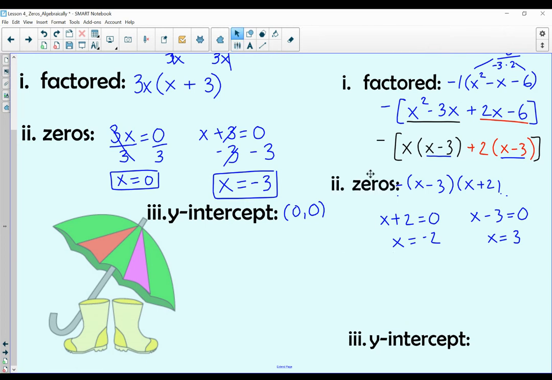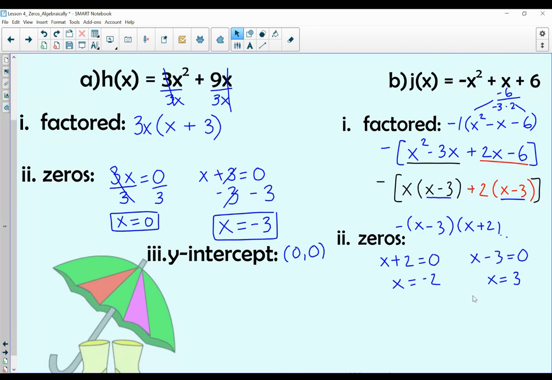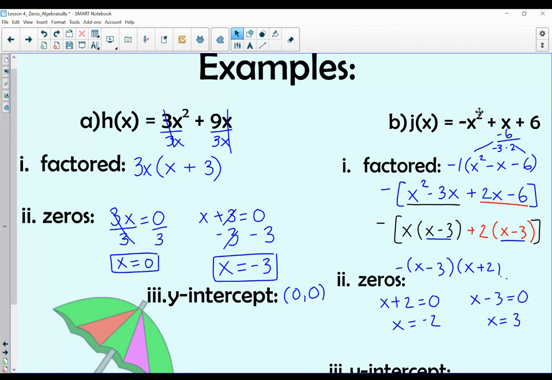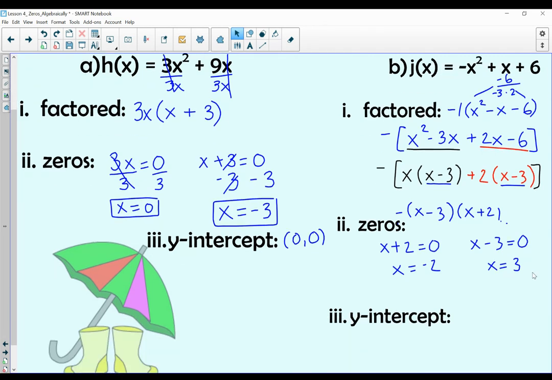Those are my zeros. And my y-intercept here is my constant. The y-intercept is always our constant. So if I look back up, I have my ax squared plus bx plus c. 6 is my c, my constant. So that is at 0, 6. So my y-intercept is 6.